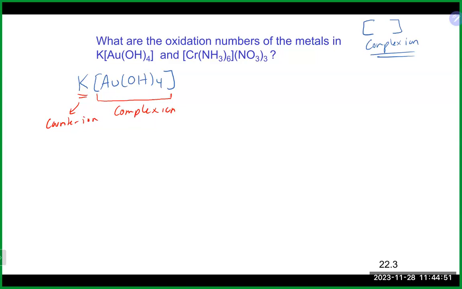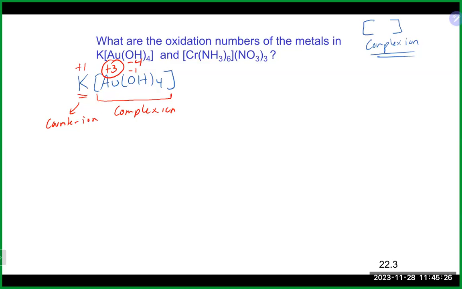If we take a look at it here, we've got OH, which is OH minus, so that's -1 for that guy. There are 4 of them, which gives us a -4. And our potassium is just a potassium ion, which is +1. Obviously, this overall thing has no charge, so we're looking at a +3 as the oxidation state for the actual metal in the complex ion in this case.